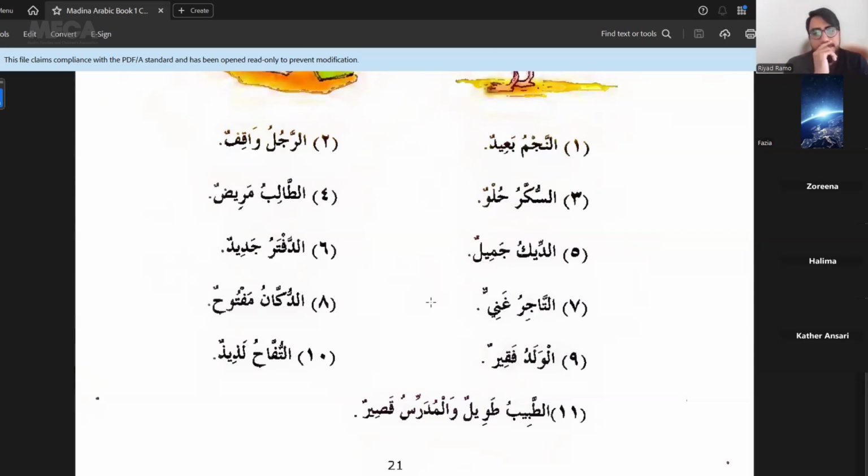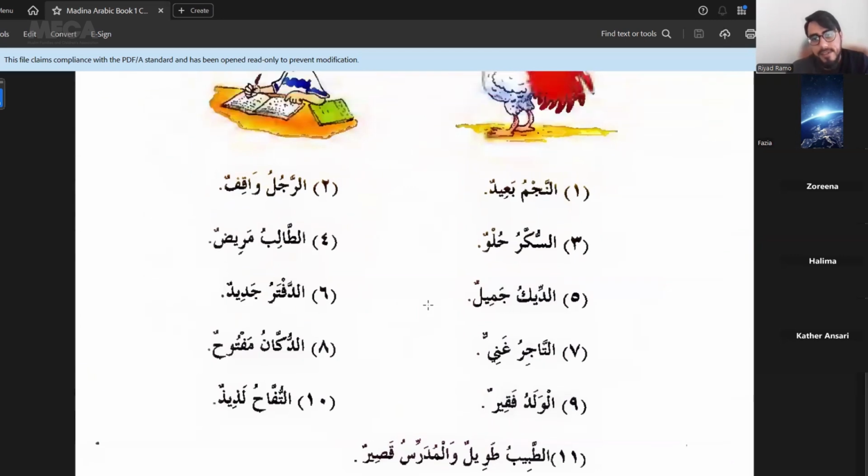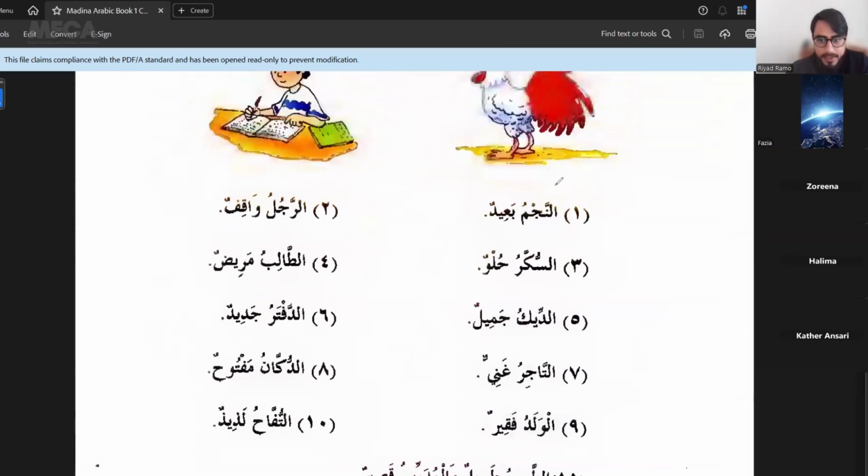Well, just so we get the correct pronunciation. Right. That's why I prefer everyone to read at least. Yes. It's better to read. Okay, so I'll participate too. So we can save time. Okay, so I'll do number 1. An-najmu ba'idun. What page is that? 21 at the bottom. Oh, the bottom? Okay, I see it. An-najmu ba'idun. The star is far. Okay, I'll also do the second one. Ar-rajulu waqifun. The man is standing.